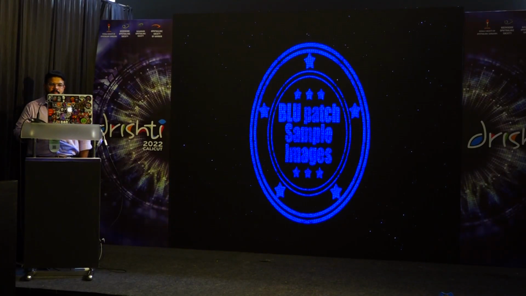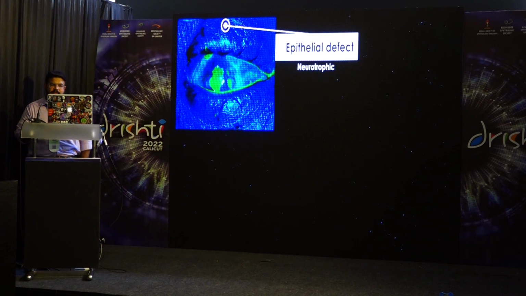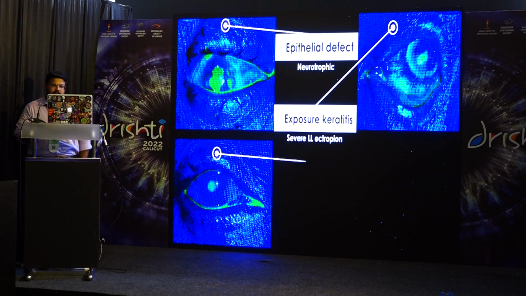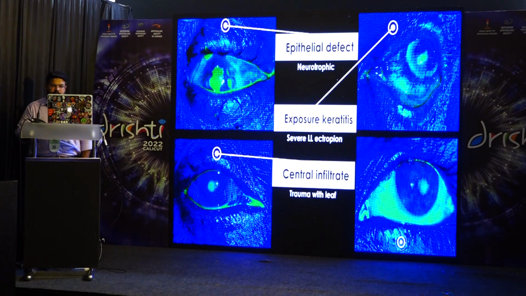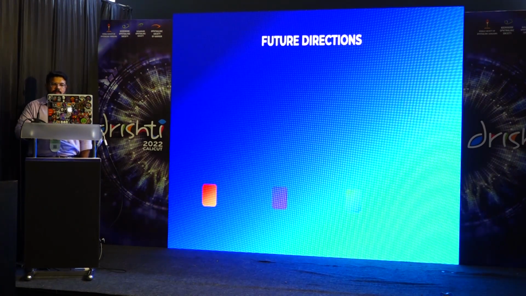So let us look at some sample images obtained with the blue patch. This is an epithelial defect, and this is another case of exposure keratitis. Then a central infiltrate was photographed, and punctate keratitis in chronic dry eye. These are just a few examples. So we are working on this further.